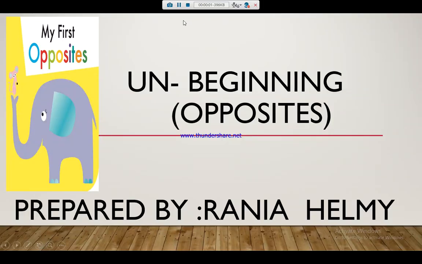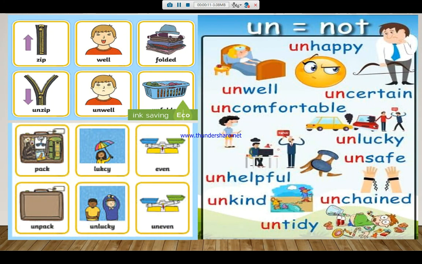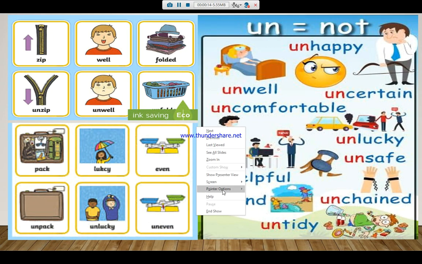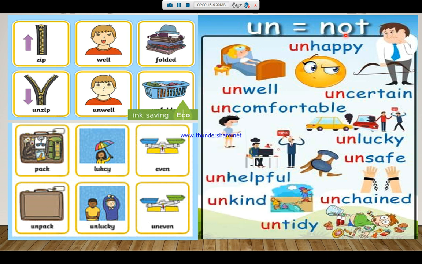Hello all. Today we are going to talk about un, the prefix un, at the beginning of a word, to make the opposite. So what do you mean by the prefix un? The prefix un means not. So when we put the prefix un at the beginning of the word, we mean that we are making the opposite. So here we have the word happy. And when we put the prefix or the beginning un, it will be unhappy, which means not happy.